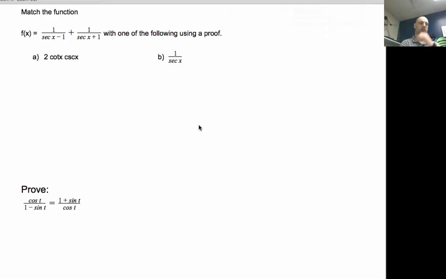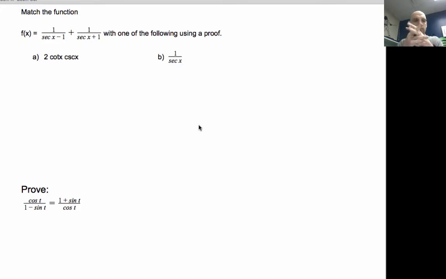Okay, here we go. So this one's a little bit trickier. It says match the function. So I've got f of x is equal to 1 over secant x minus 1 plus 1 over secant x plus 1, and I've got to match it with one of the following using a proof. So where do I go? Unlike the first one, where they said here's what it equals, this one we have to be a little bit more strategic.